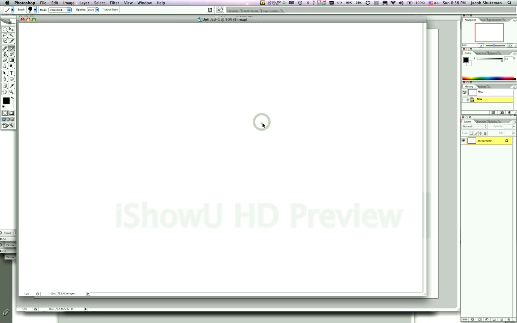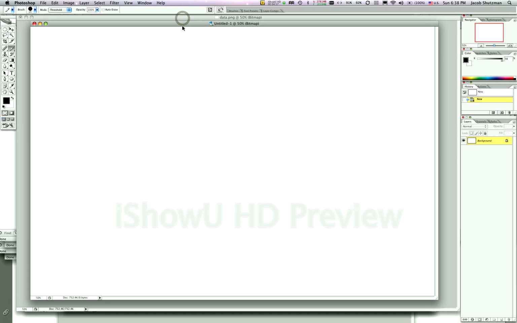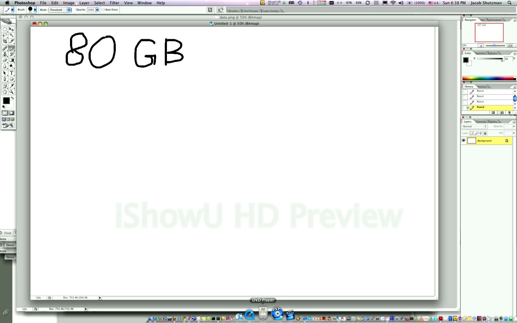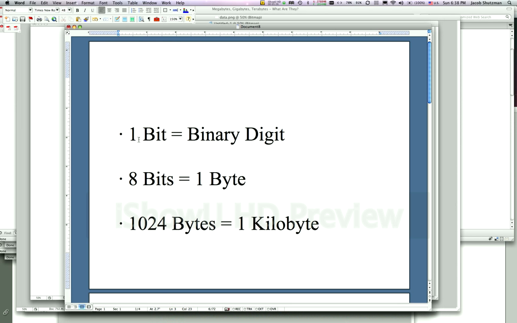Let's talk about storage capacities of disk. If you buy a computer and they tell you that the disk drive comes with 80 gigabytes, what does that mean? So we already know what the byte is. So now we'll try to decipher what a gigabyte is. So let me go to this. And we said that 1 bit is 1 binary digit, and then 8 bits is 1 byte, right?